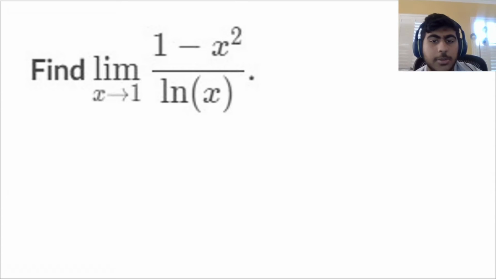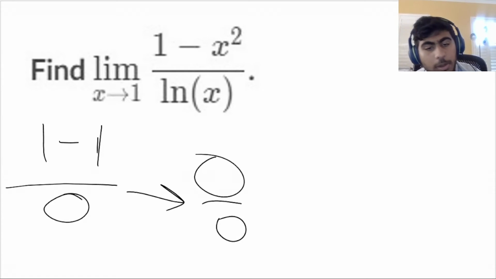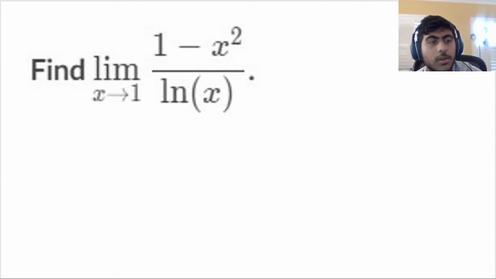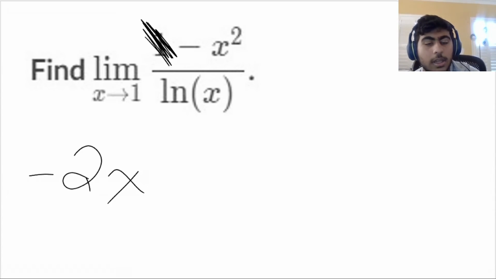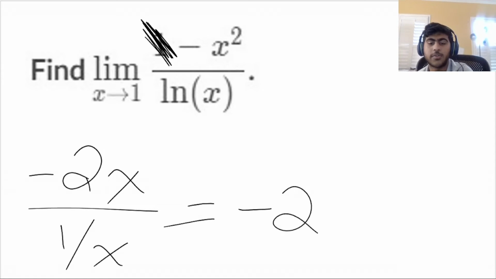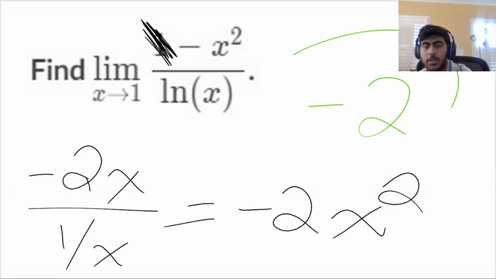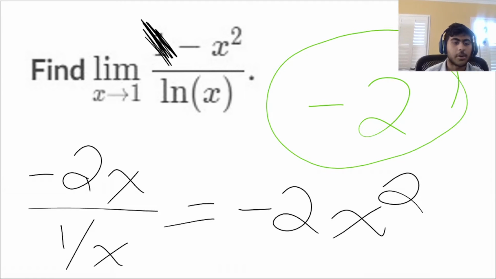Alright, here we are now. As always, we try direct substitution. 1 minus 1. The natural log of 1 is 0. 0 over 0 is not equal to, remember, but it does yield that form. So we try L'Hopital's rule again. Actually, I should not cross out the negative sign. So we get negative 2x, and then the derivative of ln x is 1 over x. So basically, we bring the x to the numerator, and we get negative 2x squared. We plug in 1 there, and we end up with simply negative 2 as our answer.